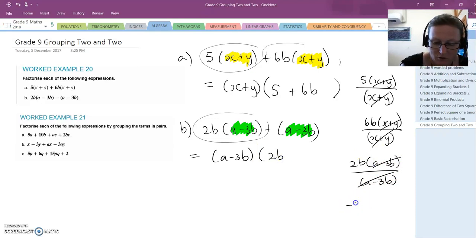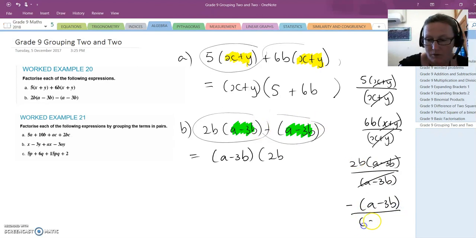Then we get our second term, negative (a − 3b). Here's our second term, and we're going to divide it by the term we've taken out, a − 3b, and we are left with negative 1.